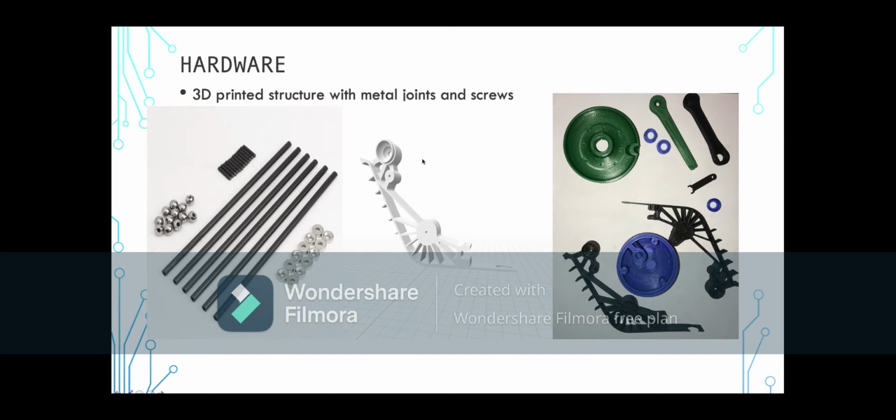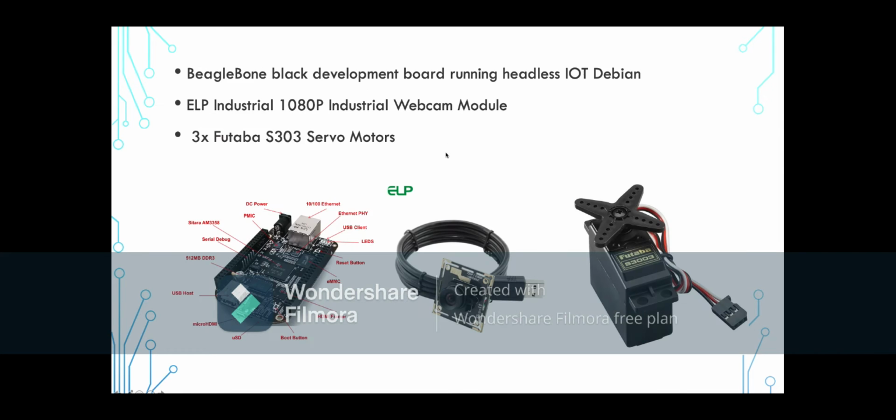The example of the files from which the 3D printed parts have been generated, the metal joints, nuts and bolts that keep everything together, a BeagleBone Black development board running a headless IoT version of Debian, an industrial webcam module for video capturing, and 3 servo motors for moving the arms of the structure.